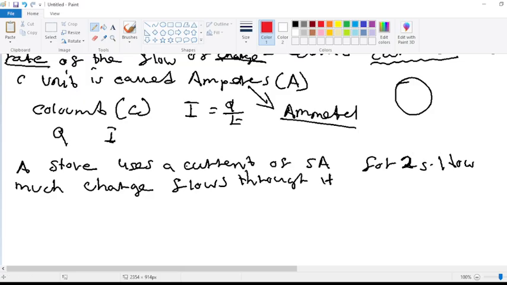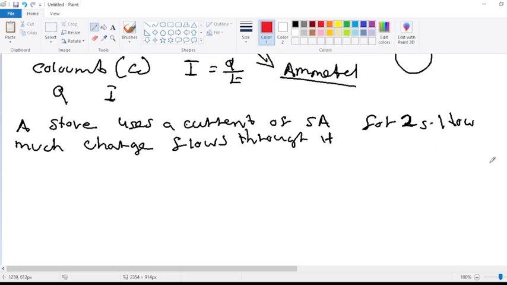In physics, when it comes to calculations, and in any course or subject that deals with calculations, the first step is to collect the data, like what we've been given in the question. In the question, we have the current and the time. The current is given as 5 amps, and the time is given as 2 seconds. The question asks how much charge flows through it, so the charge is what we have to calculate.